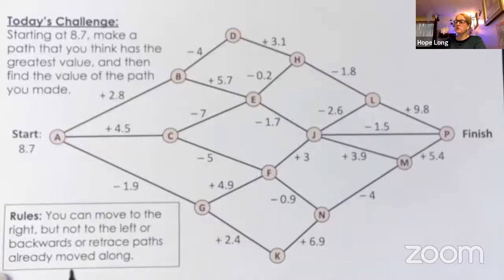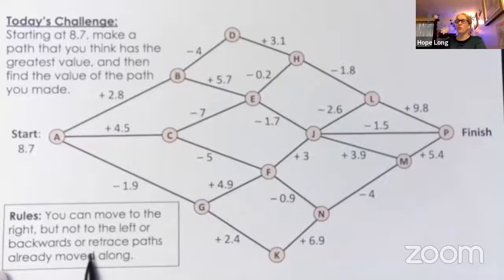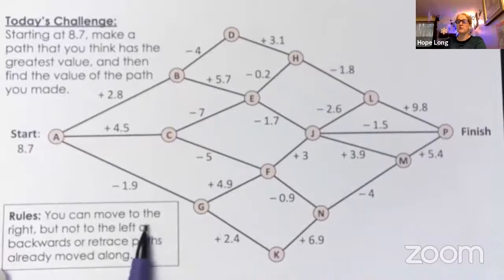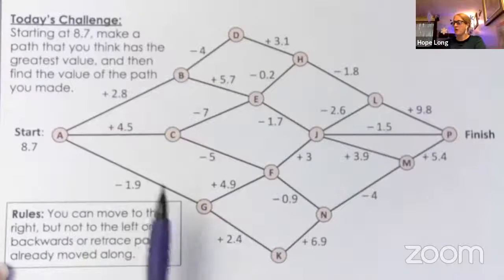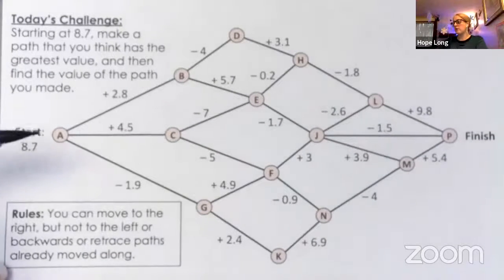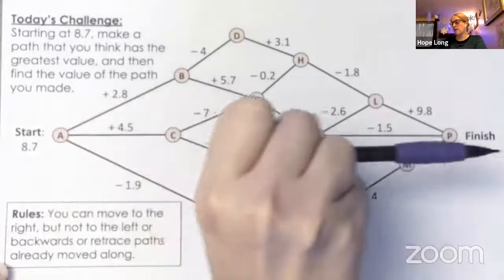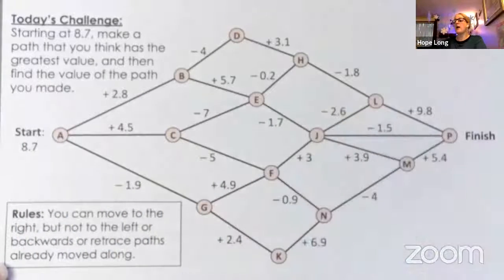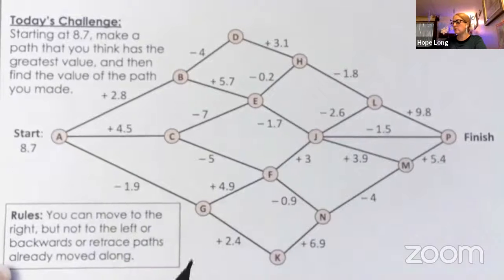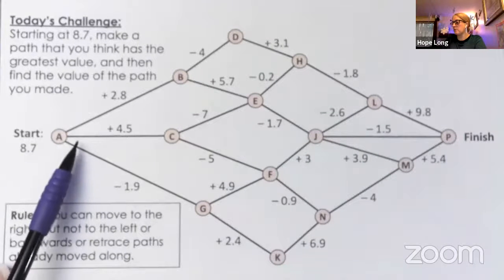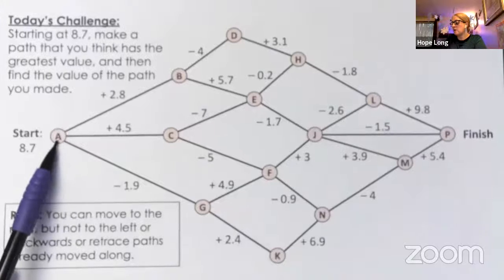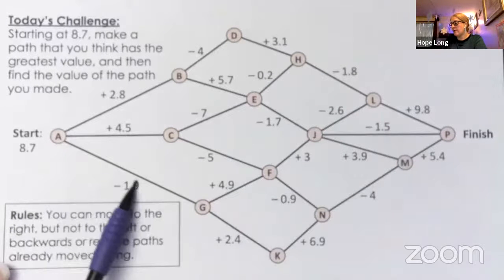Now, this is challenging today because there are quite a few rules that we have to be made aware of. So a couple things we have to make sure we're following today. You can move right, so that means you can go this way, but you cannot move left or backwards. So what they would mean is if you would do something like this, if you would come to a situation where you start here at A and you go down.